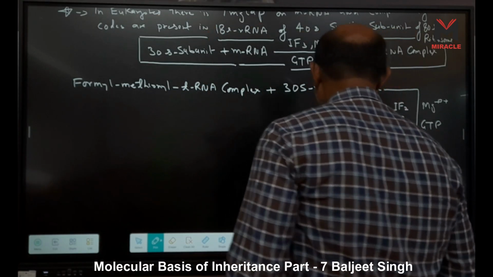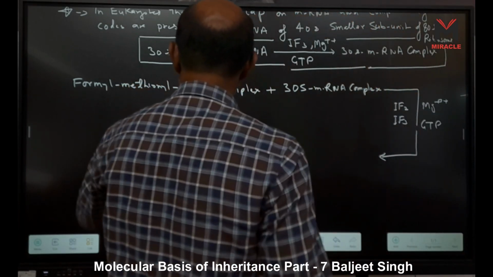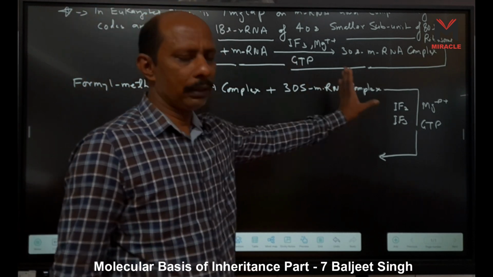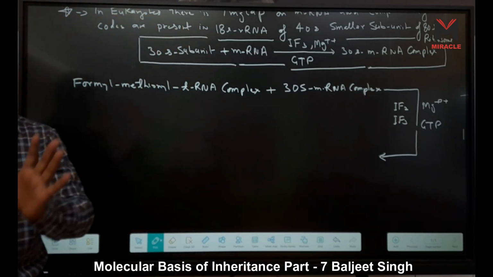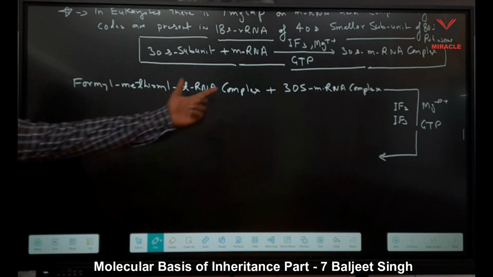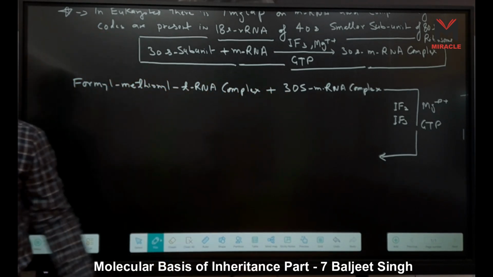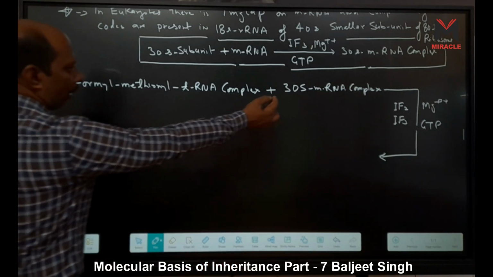Now what structure is formed? A whole structure is formed in which this charged transfer RNA is also there, and the 30S ribosome and messenger RNA. All these three are attached. Now a long name is formed. It is called the 30S mRNA formyl methionine transfer RNA complex. Right? A very long structure. What is given here?